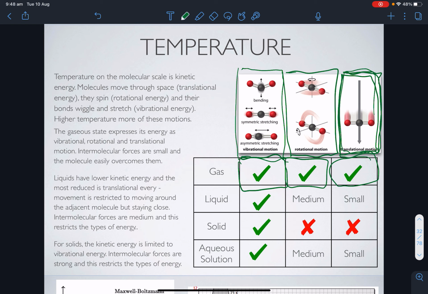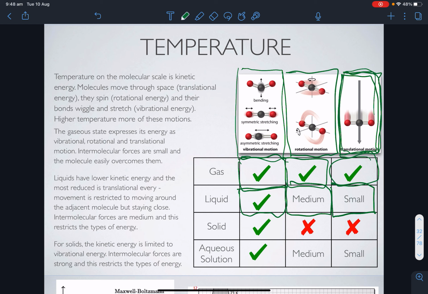Let's take it down to liquids. Remember our particle model for liquids: the particles are packed together, but they can freely move around each other. So they can definitely do the stretching and bending within the molecule. The rotation, no, it's getting a bit smaller. You've got stronger attractions, so less of that rotational motion, and translational motion is very small. The particles have to stay next to each other, so they can move, but they must move in a way that they're sticking together.